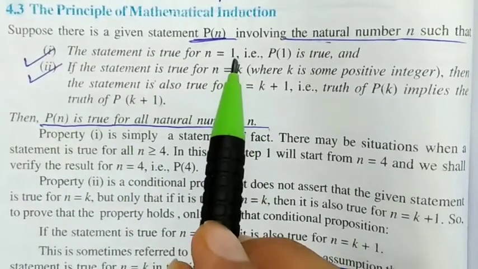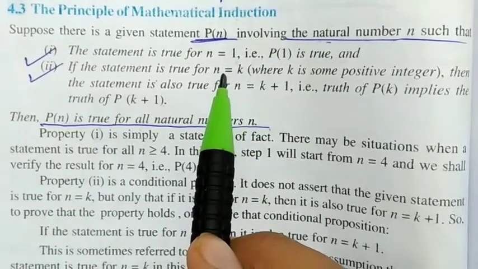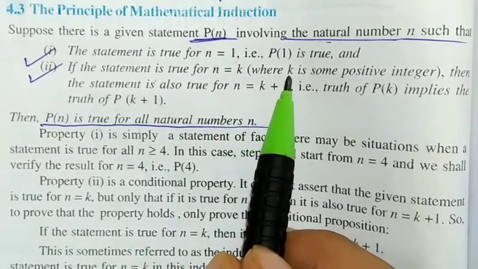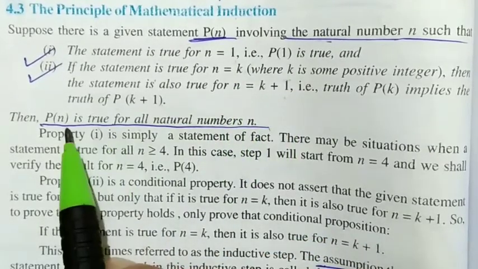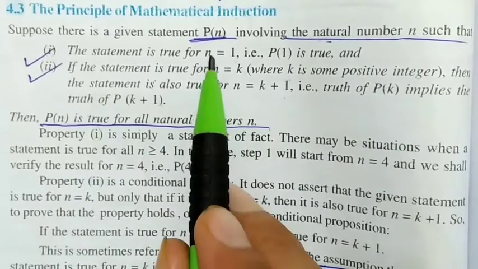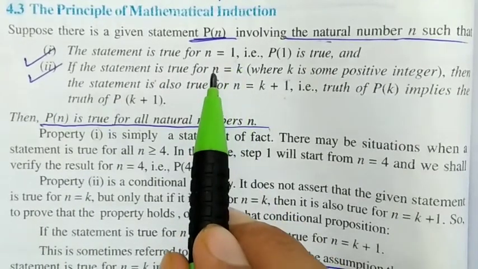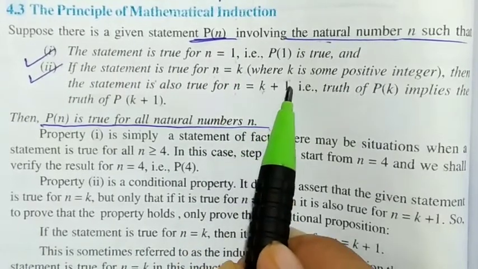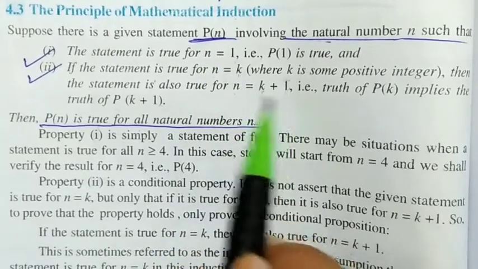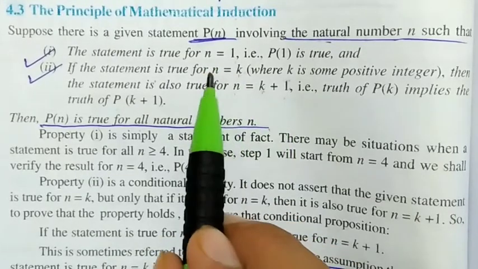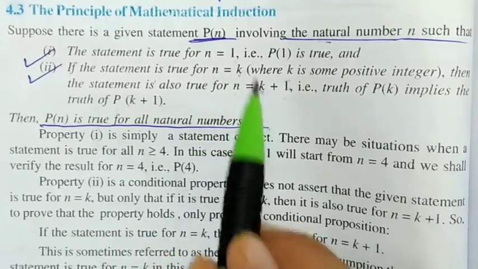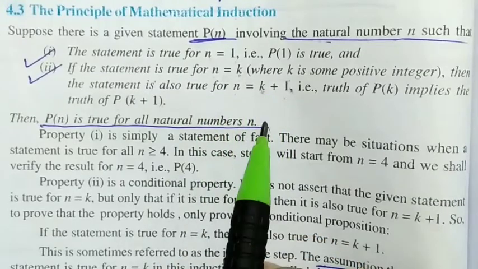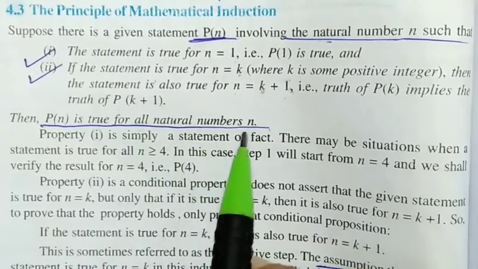Here we have proved for n equals 1. Here we have assumed that it is true for n equals k, and we have proved that it is true for n equals k plus 1. How can we say this is true for all natural numbers n? Here n equals 1. Now let k be 1, so k plus 1 means 2. If you have proved for 1, it is true for 2. If n is 2, then it becomes 3. If n is 3, it becomes 4. That way it goes up to infinity, means it is true for all natural numbers.